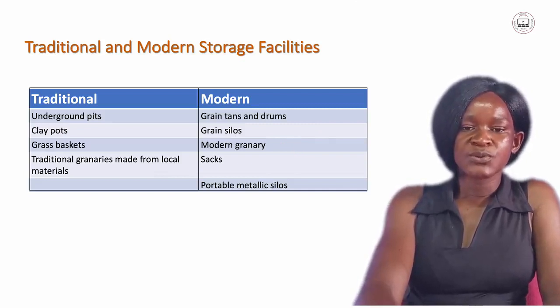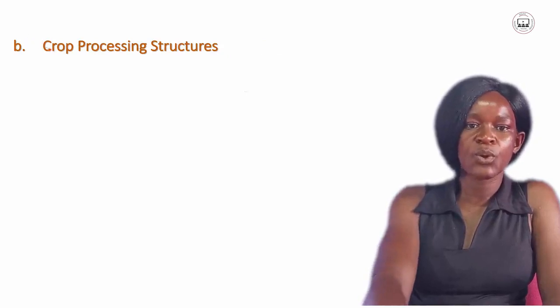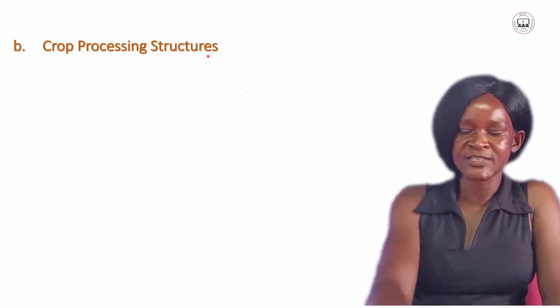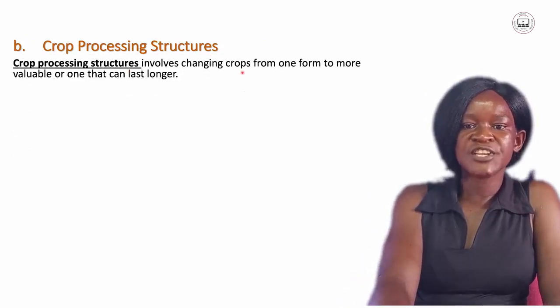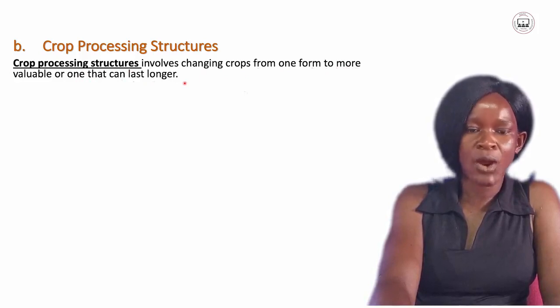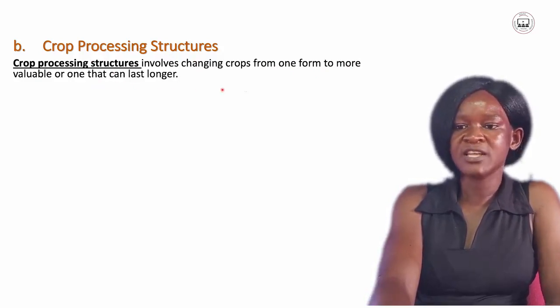Having done crop storage structures, let us now look at crop processing structures. Crop processing structures involve changing crops from one form to a more valuable one, or one that can last longer. So these structures help in changing crop produce from one form to a more valuable one, or one that can last longer.